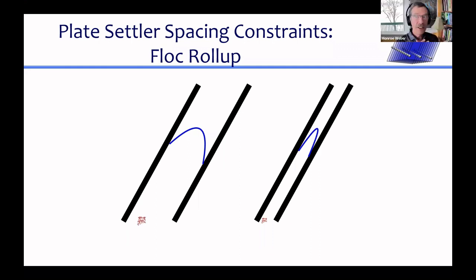So there's another failure mode related to plate settlers that is pretty important. And it's called floc rollup. And I'm hoping my animation works right. So this is what we want to have happen. We want a floc to go up and then slide or roll back down the plate. Looks great. And then what happens if we make these plates get closer and closer and keep the same velocity going between these plates? And we get this.